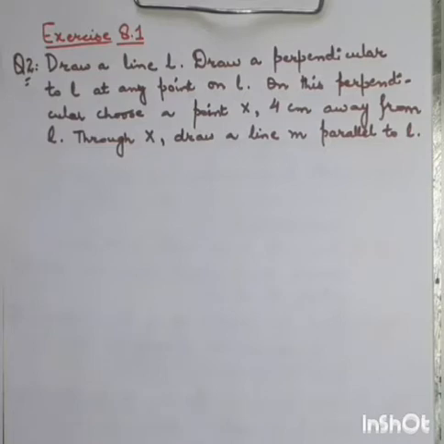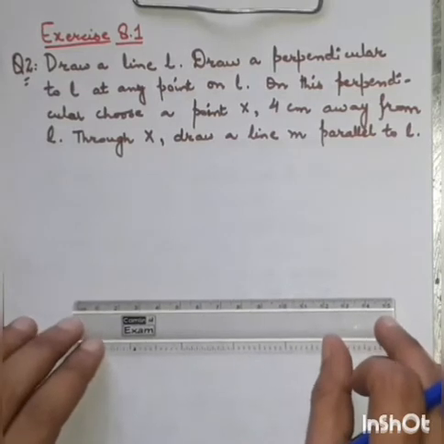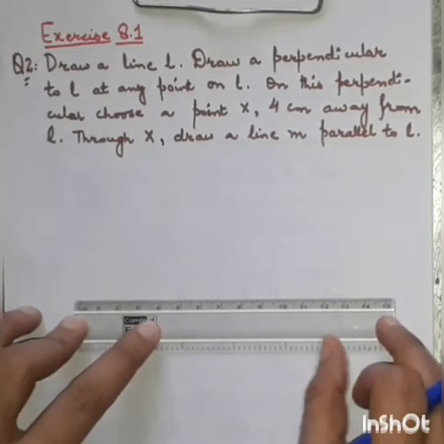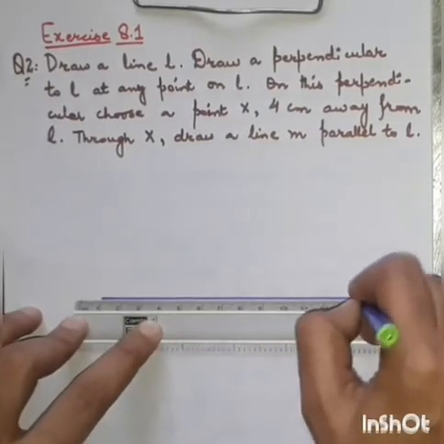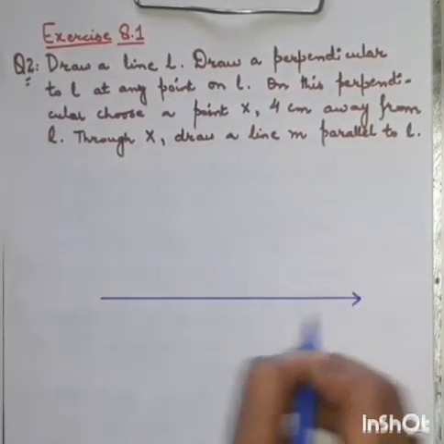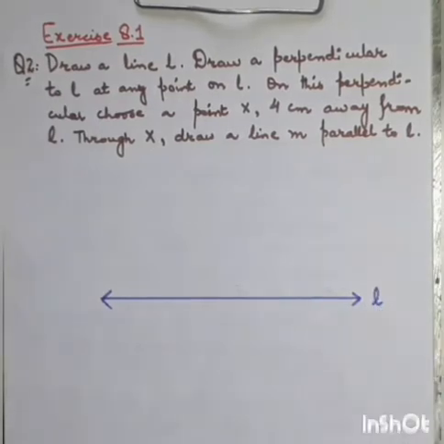Clear? So let's start. Let me show you this step by step. First I'll take a line L. Okay, let's suppose this is a line L. Clear? Now next what I have to do, I have to draw a perpendicular to L at any point.